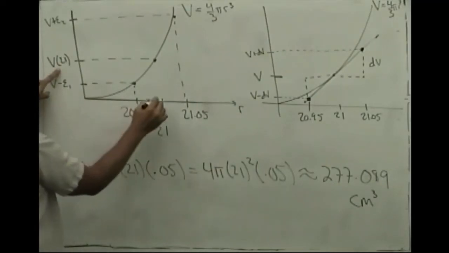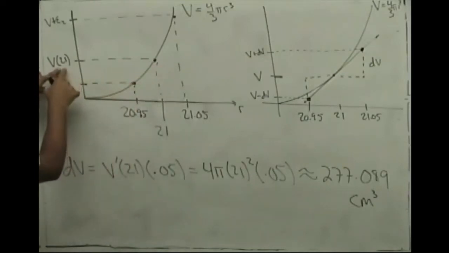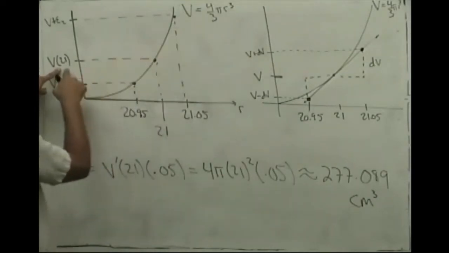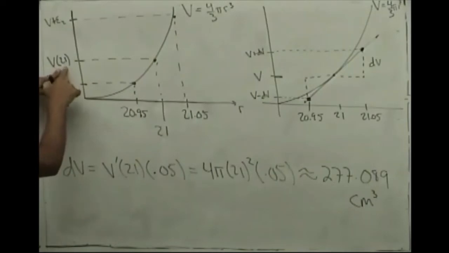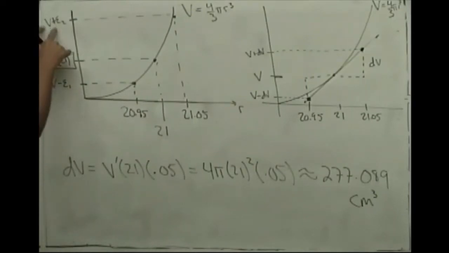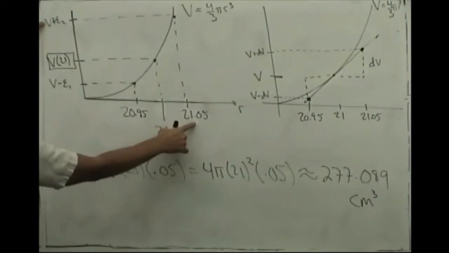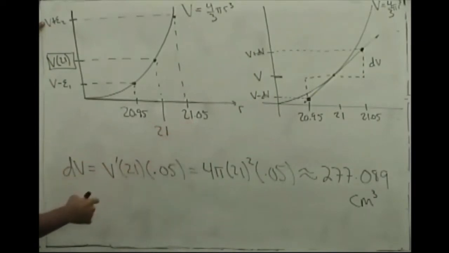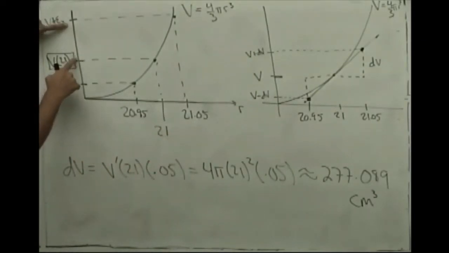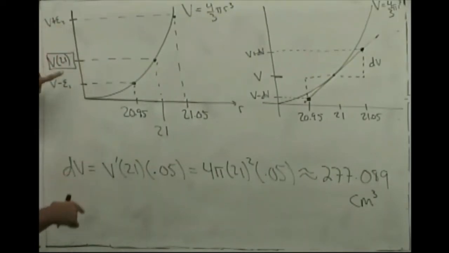So here's the actual volume, when I plug 21 into this, whatever that turns out to be, we'll check what it is later. But here's the target. The volume might be this little, or on the other end of the spectrum, it might be this much. So really what we're trying to do is approximate how much the error is on either side of the actual target volume.